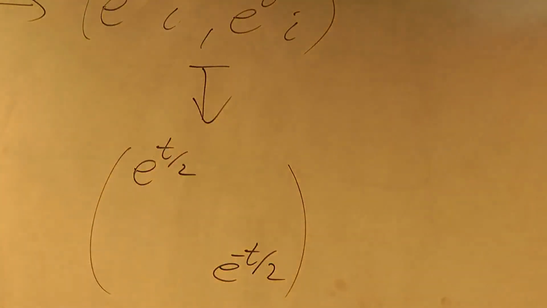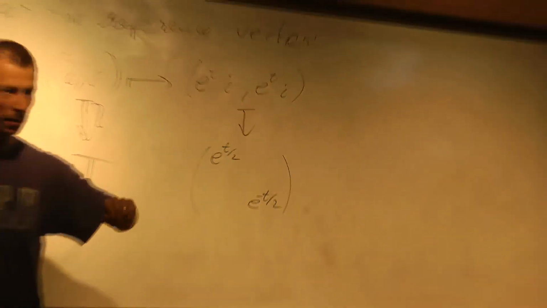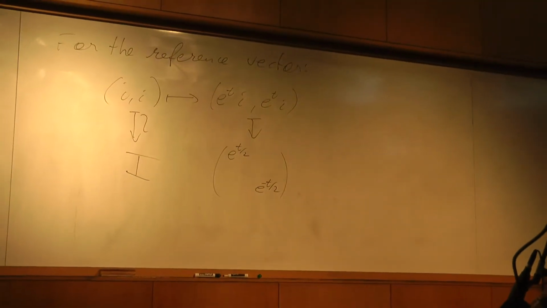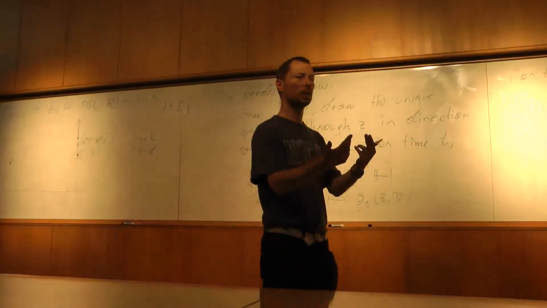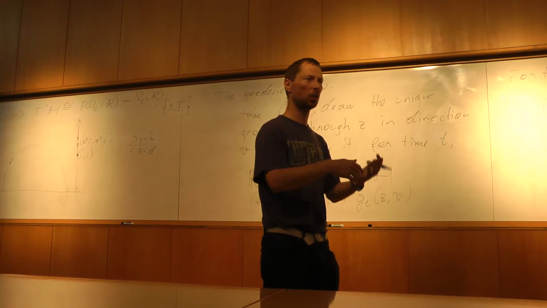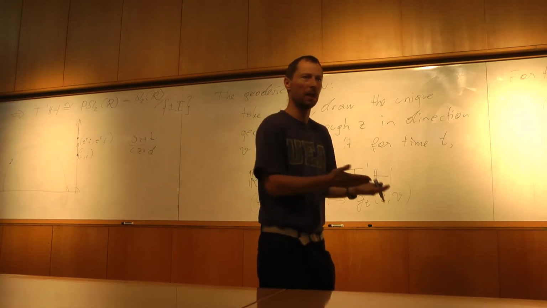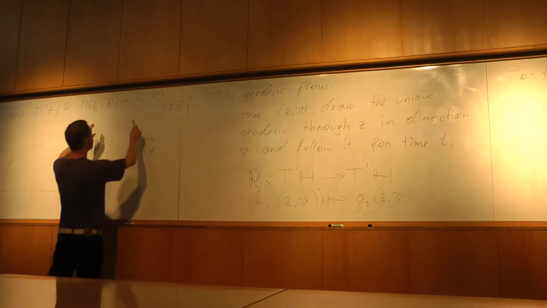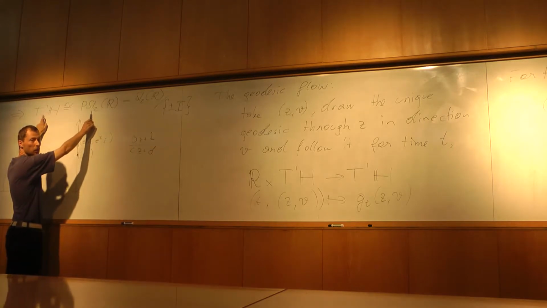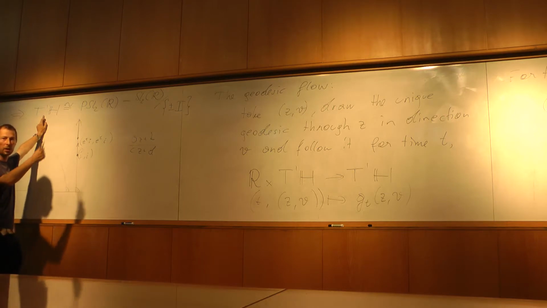So for the reference vector, the geodesic flow corresponds to multiplication with the diagonal matrix. For the reference vector, it doesn't make sense to specify whether it's the left multiplication or the right multiplication, right? Because I'm multiplying the identity. There's no difference between left and right. But this correspondence here makes a difference between what left multiplication and what right multiplication is.